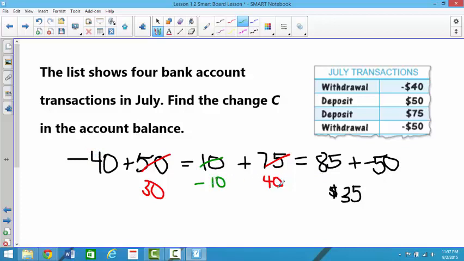A negative 10 plus 40, it's now not a positive and a negative, it's a negative and a positive, so you're going to subtract 40 minus 10, which is 30. So this becomes a 30, and it's going to be a positive because 40 is bigger. 30 plus a negative 50, they're different, so you subtract. So 50 minus 30 is 20, and 50 is bigger and it's negative, so our answer is going to be a negative $20, which is not good because you don't want to be at negative in your checking account. That's never a good thing. So, okay.